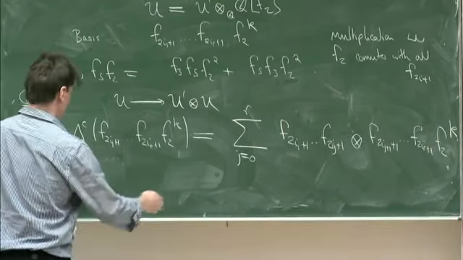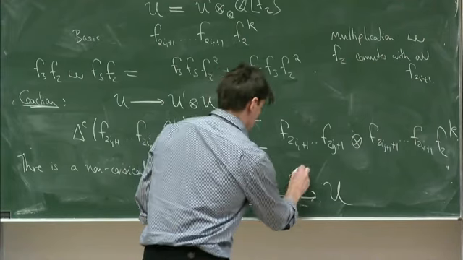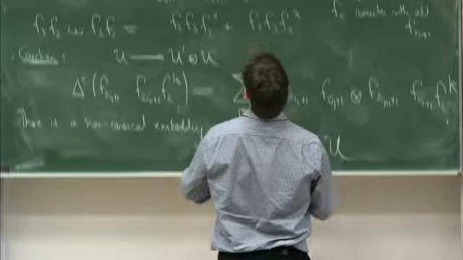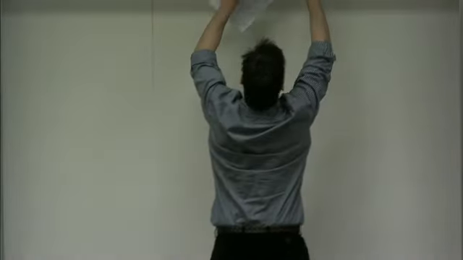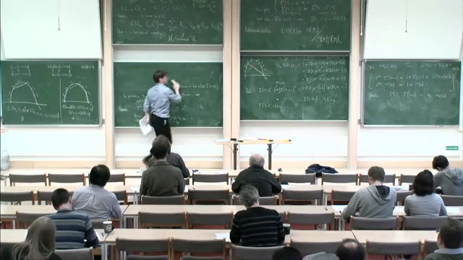Okay, so now one can show, but I don't have time to do it, it's not very difficult, that there is a non-canonical embedding from the algebra of Motivic multiple zeta values into this model U. It depends on some choices, which is what I don't like about it. But it's nice because it gives you an intuitive feel for the size of the space of Motivic multiple zeta values.